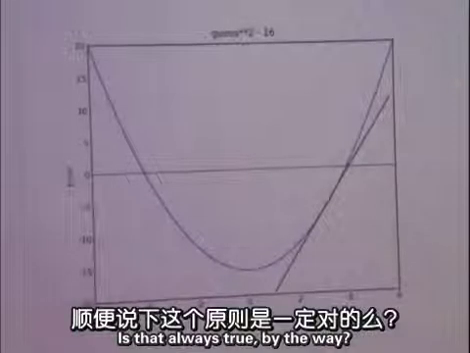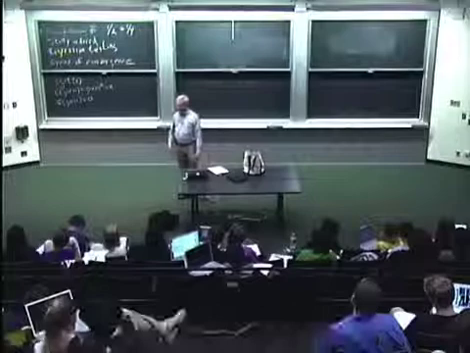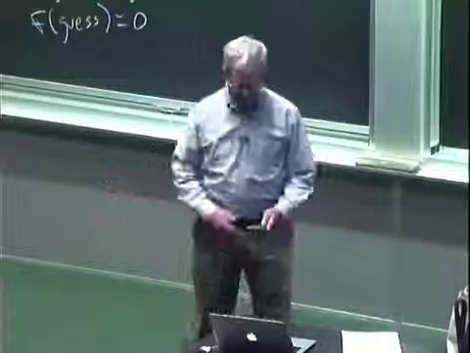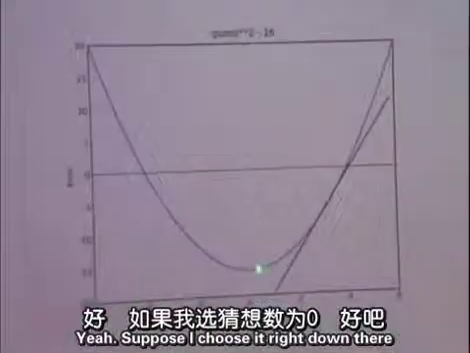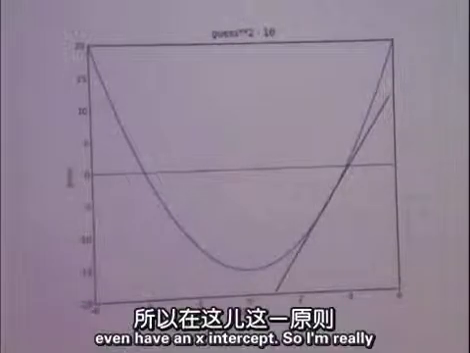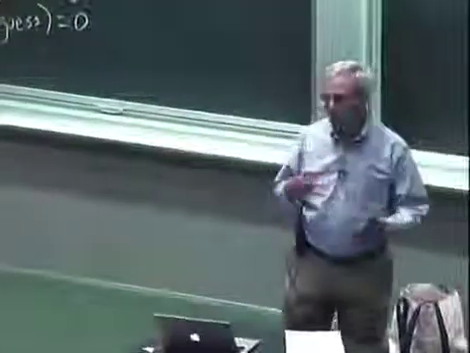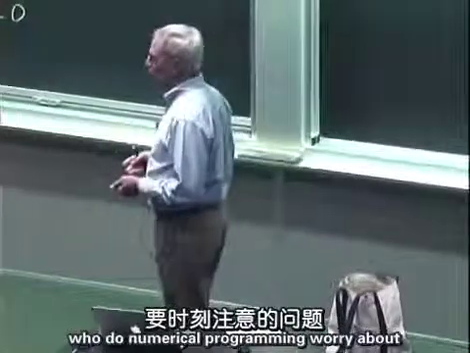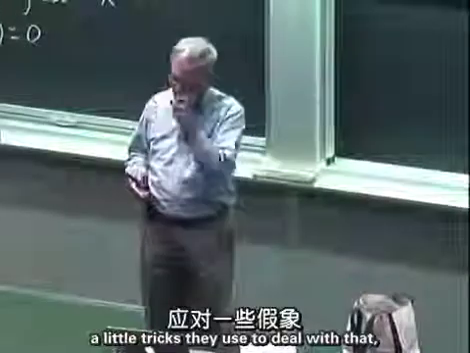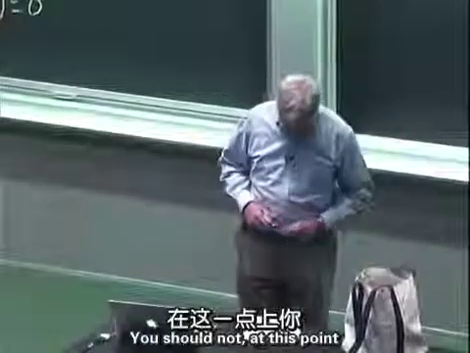Is that always true, by the way? Show me a place where that's not true, where the tangent line will be really bad. Yeah. Suppose I choose it right down there, I guess 0. Well, the tangent there will not even have an x-intercept. So I'm really going to be dead in the water. This is the sort of thing that people who do numerical programming worry about all the time. And there are a lot of little tricks they use to deal with that. They'll perturb it a little bit, things like that. You should not, at this point, be worrying about those things.